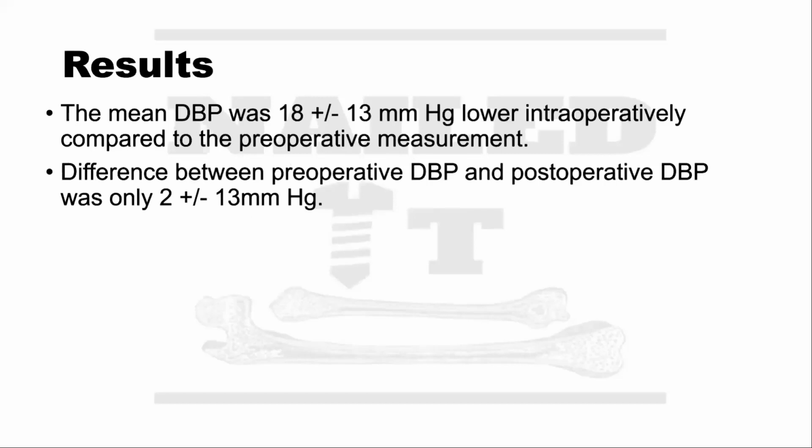So it was actually pretty surprising results. The mean diastolic blood pressure intraoperative was 18 millimeters of mercury, plus or minus 13, lower intraoperatively compared to the preoperative measurement. The difference between preoperative and postoperative diastolic blood pressure was pretty low, 2 plus or minus 13 millimeters of mercury.